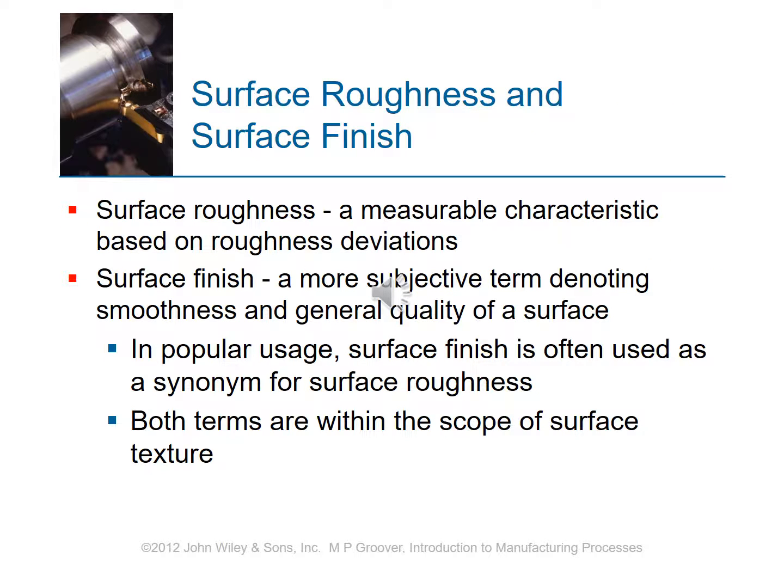Surface roughness is the way engineers will talk about a surface. Finish is usually how the person using it, the layperson, will talk about it. They're kind of interchangeable, but technically, if you say surface roughness, I'll know what you're talking about as an engineer. You say surface finish, I kind of know what you're talking about.